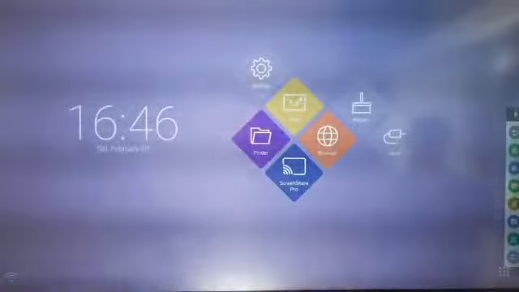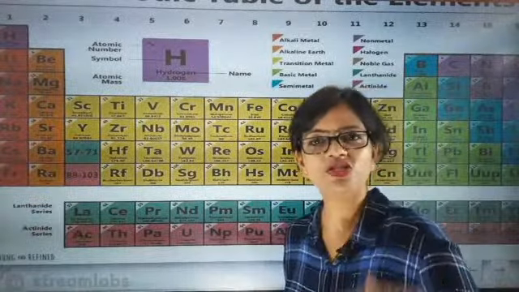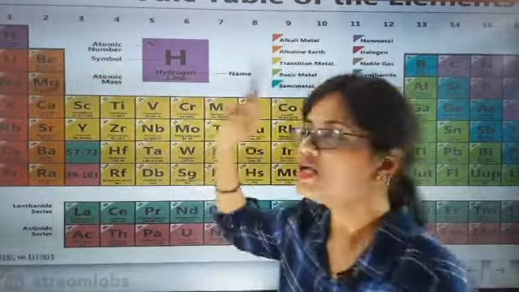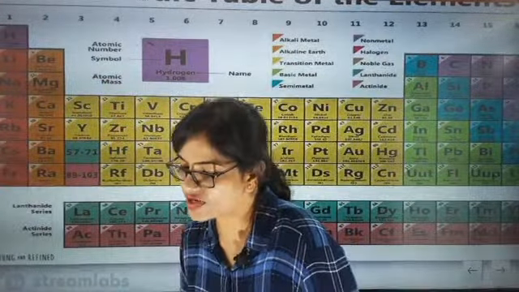Okay, so now if I am going to draw this one, now look here, beta, for the first period 2 electrons are filled, second period 8 electrons filled.